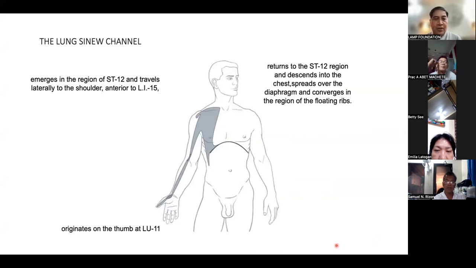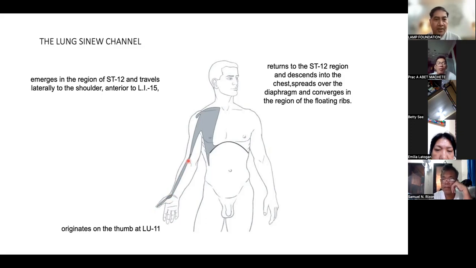No? If you notice, the area covered by this channel is really large, even bigger than the primary channel. So where does the lung sinew channel begin? It begins on the thumb, and then after connecting with the thenar eminence, it crosses the wrist at the pulse. Okay? Can you follow? Then it proceeds along the forearm, connecting at the elbow.